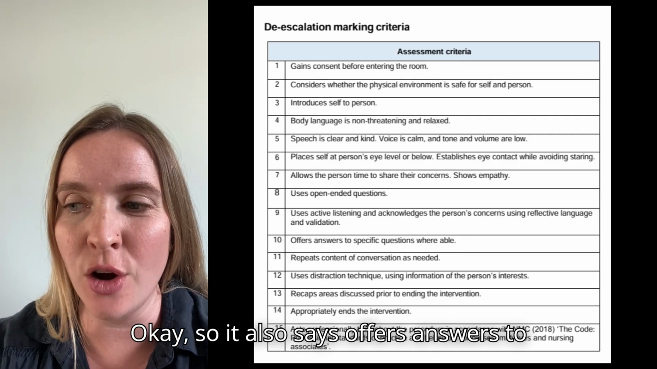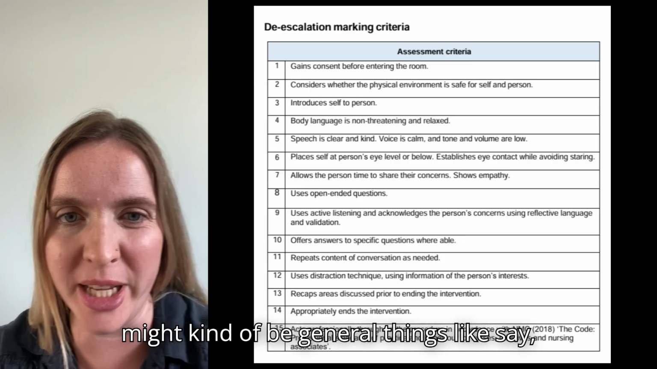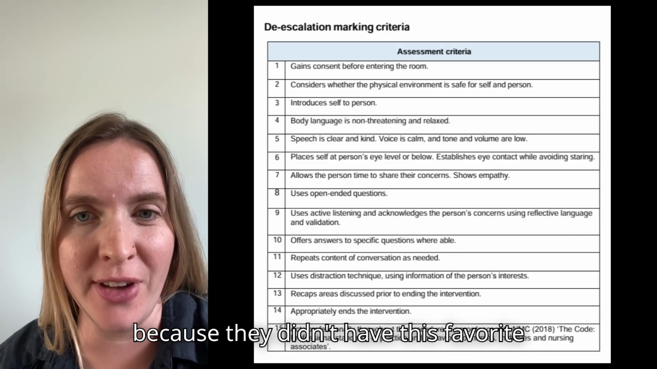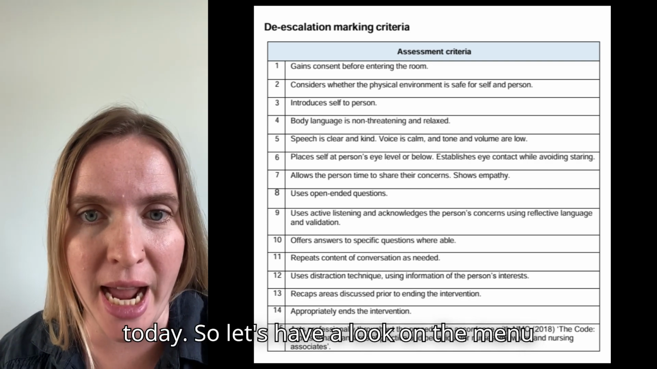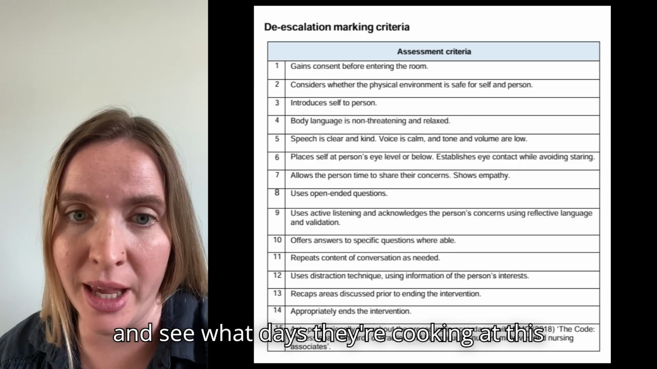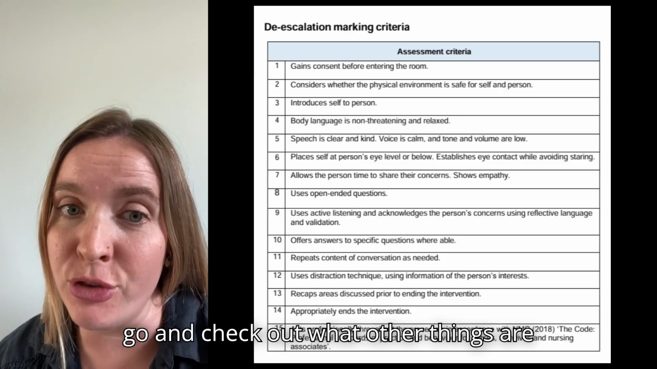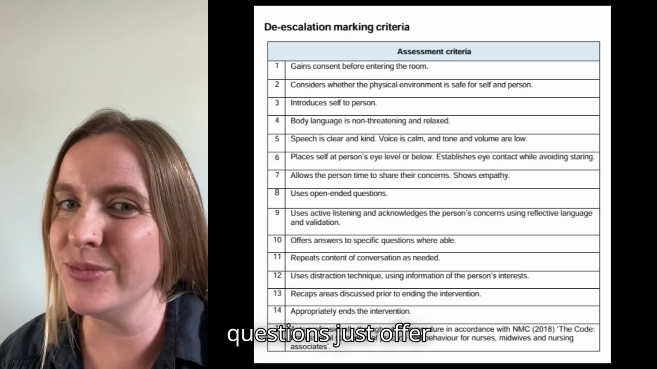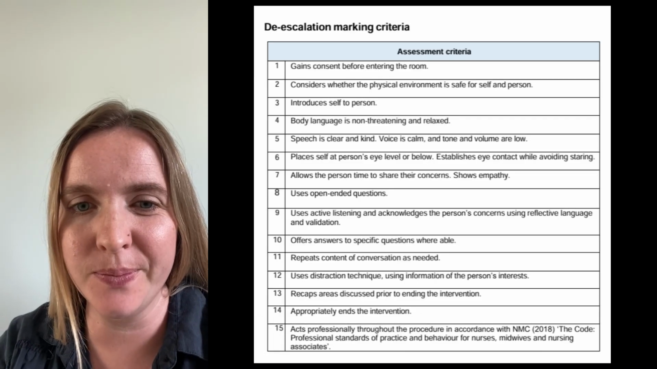It also says offers answers to specific questions where able. It might be general things like, for example, the patient is upset today because they didn't have their favourite lunch. So, John, I know you're upset because we didn't have the fish and chips today. Let's have a look on the menu and see what days they're cooking that this week. After this, we'll go and check out what other things are available today. These basic questions just offer generic answers and obviously stay relaxed.